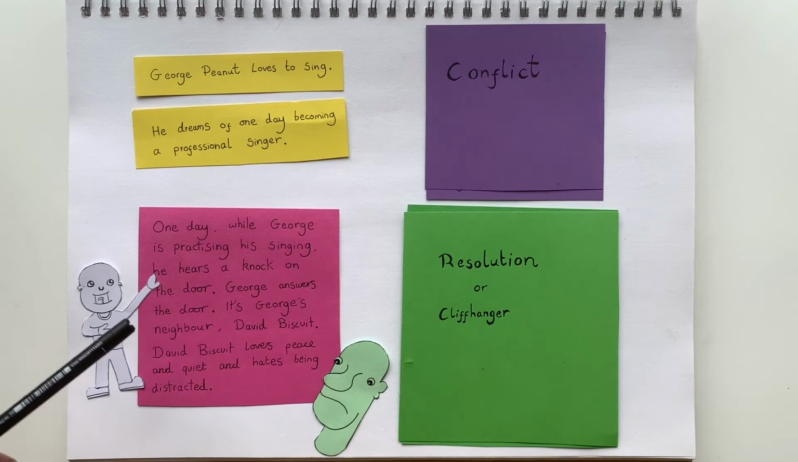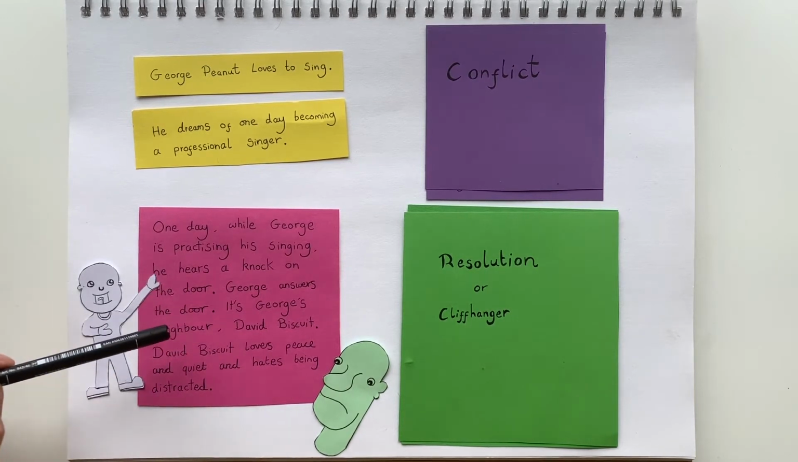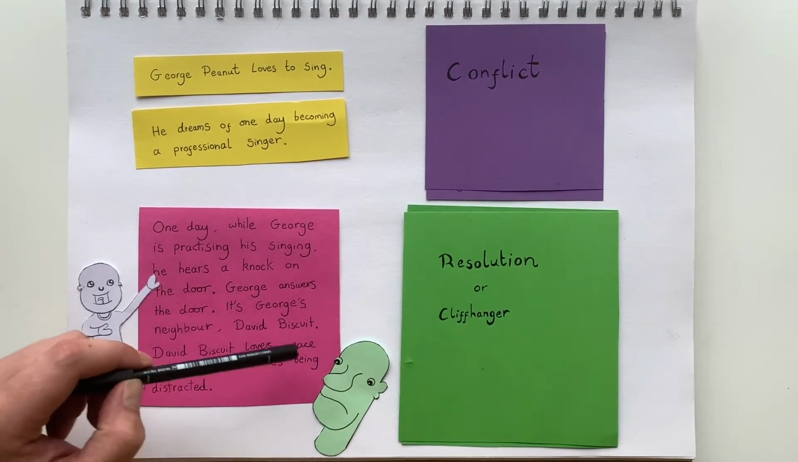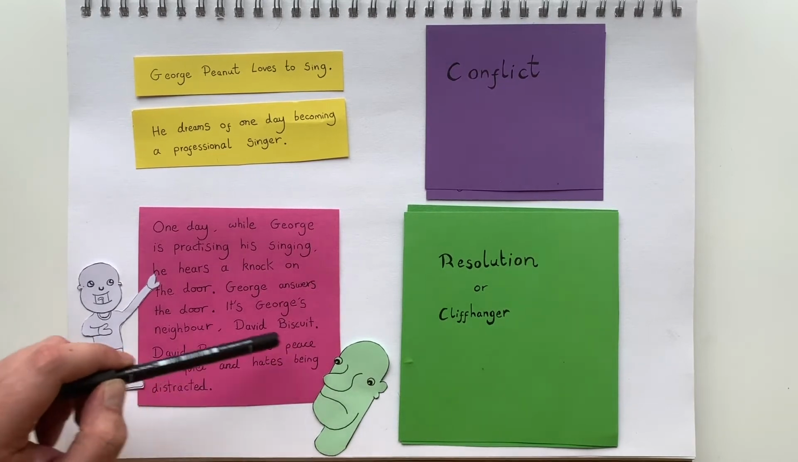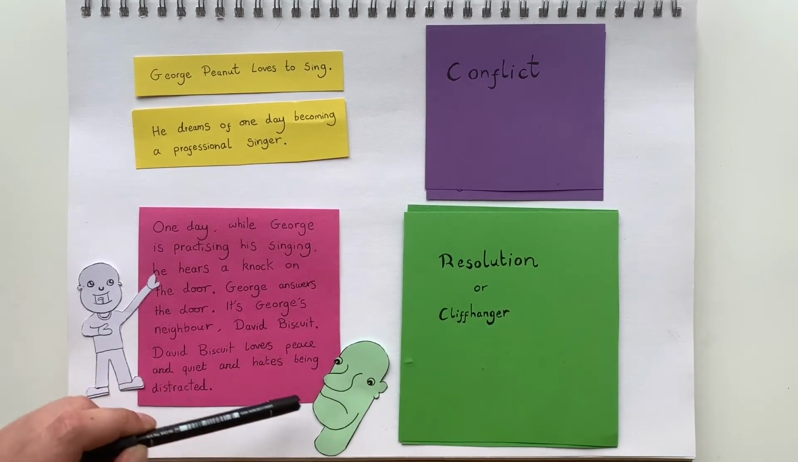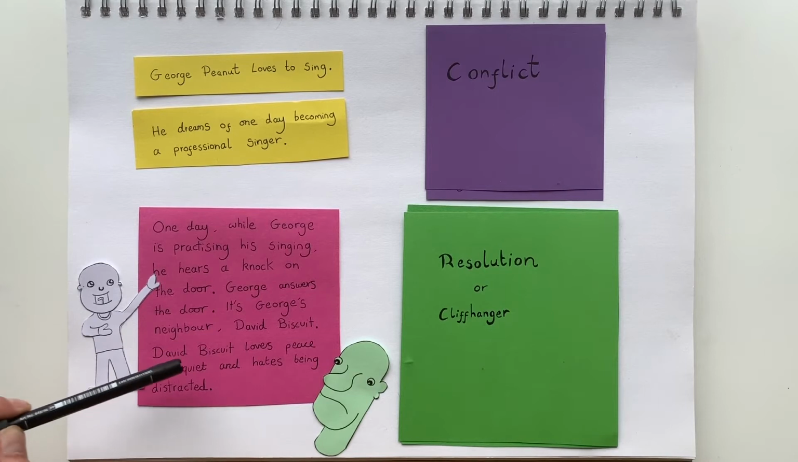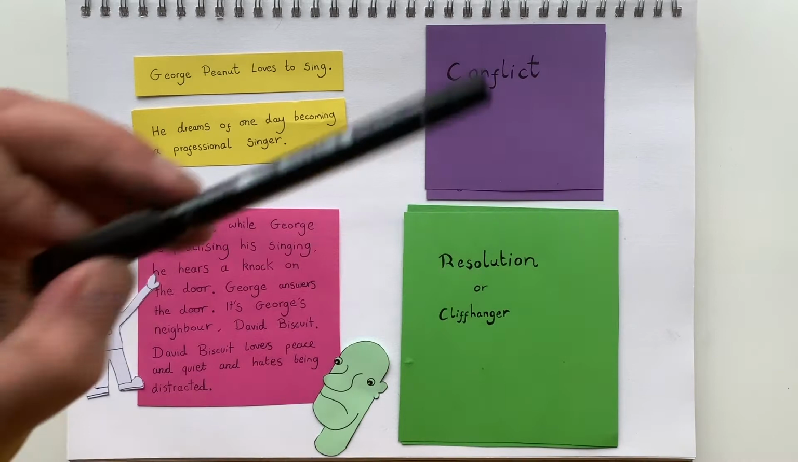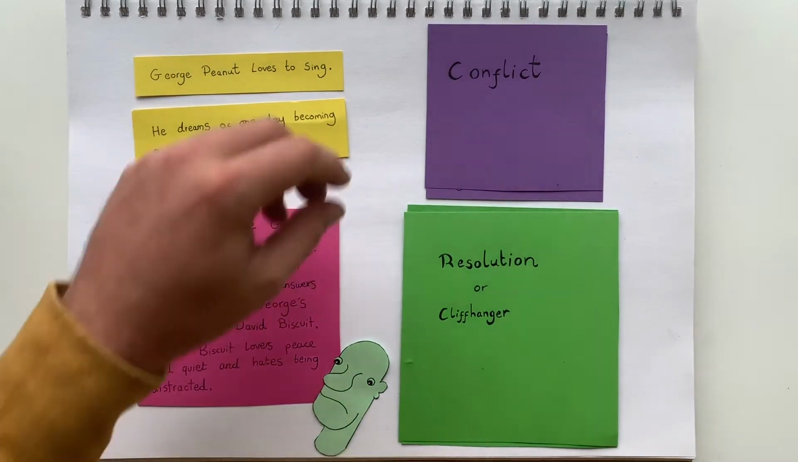So here I've introduced the neighbour by just having him knock on the door, and I've also introduced the potential for a conflict by telling everyone David's love of peace and quiet and hatred of being distracted. So we can now see that George is singing and David's love of peace and quiet is going to create a conflict.